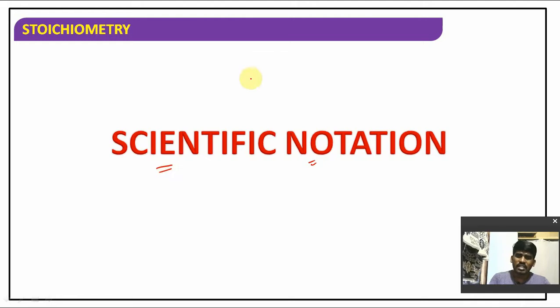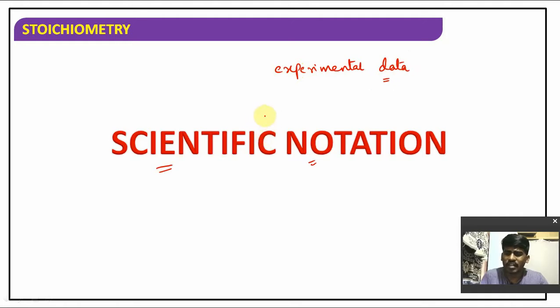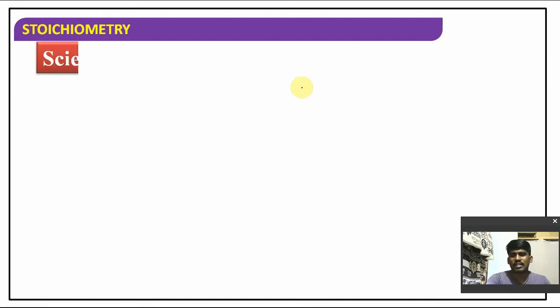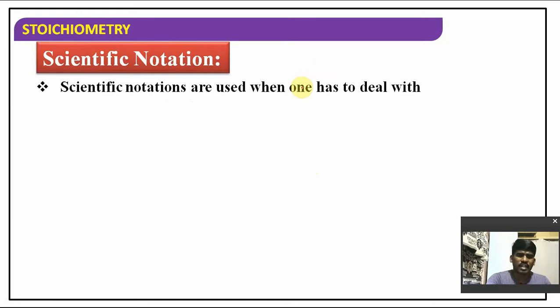So in chemistry we will be handling experimental data, right? In such cases chemical calculations are also there, theoretical calculations are also there. So that's the reason we need to talk about the scientific notation topic. Why? Because we are going to handle experimental data and theoretical calculations, guys. So now you have to understand.